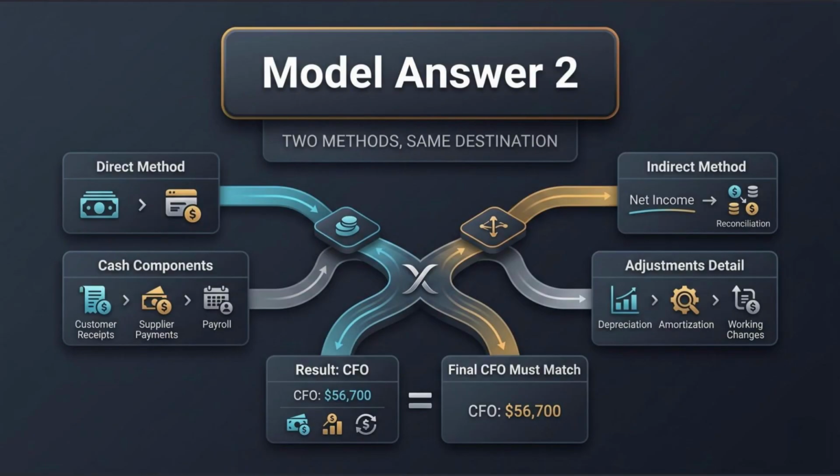Here is the model answer. The direct method presents major classes of gross operating cash receipts and gross operating cash payments.